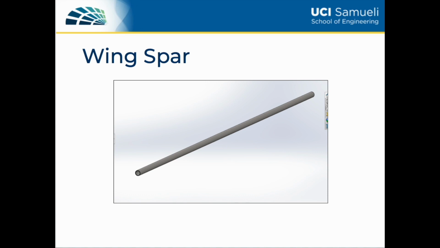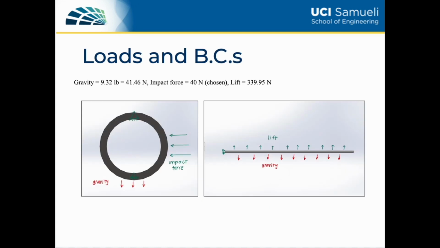The wing spar is the main structural member of the wing. It carries flight loads as well as the weight of the wings when on the ground. A static analysis and modal analysis will be performed. Simply supported boundary conditions were used. Fixed geometry was used on the top end of the spar and a roller slider was used on the lower end of the spar.